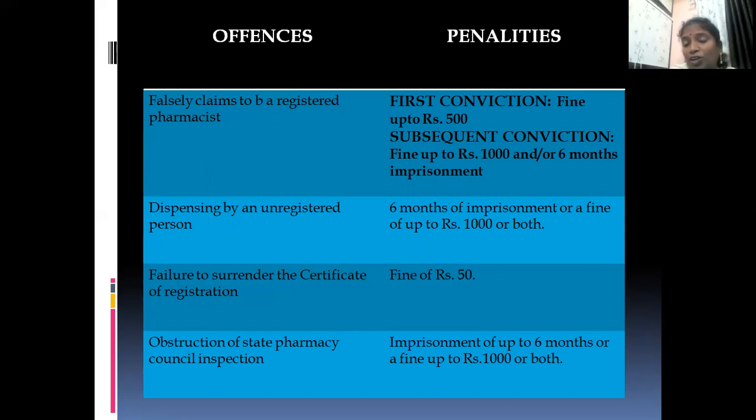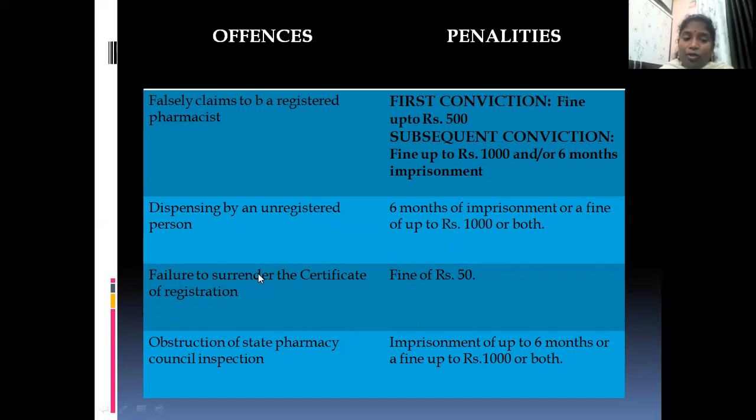And also the punishment of imprisonment, meaning jail punishment, 6 months imprisonment. And for dispensing by an unregistered person, meaning he is dispensing but he is not registered, 6 months imprisonment, or a fine of 1000 rupees, or both they have to pay.